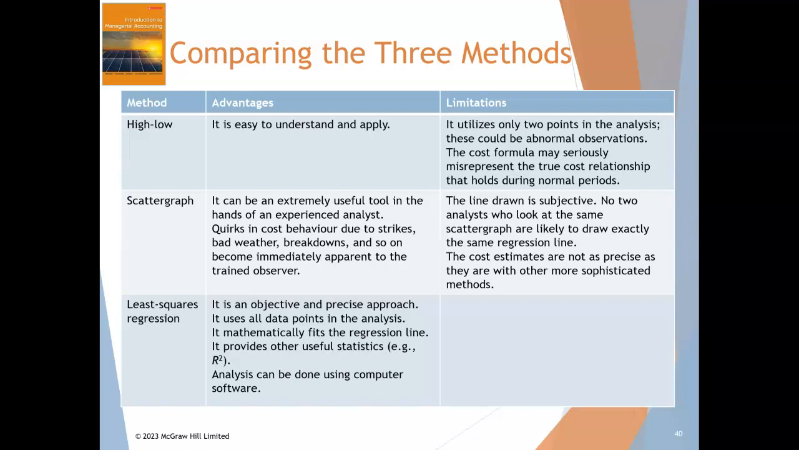Least squares regression. Advantages. It is an objective and precise approach. It uses all data points in the analysis. It mathematically fits the regression line. It provides other useful statistics like R-squared. Analysis can be done using computer software.